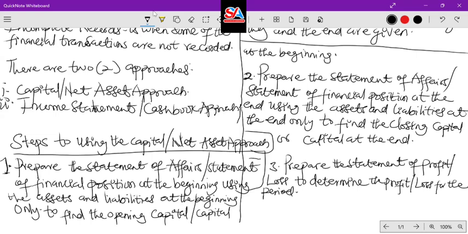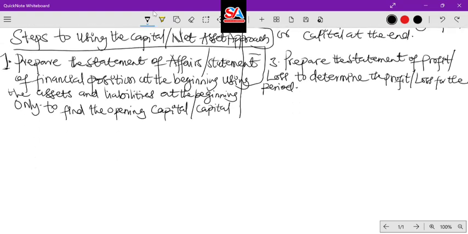All right, so these are the 3 steps when you are using the capital or the net asset approach. You prepare the statement of affairs at the beginning, using assets and liabilities at the beginning. Prepare the statement of affairs at the end, using assets and liabilities at the end. And the third one, prepare the statement of profit or loss for the period. So quickly, let's look at the format.